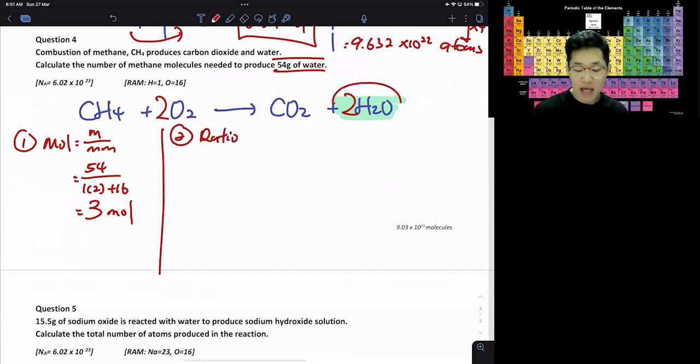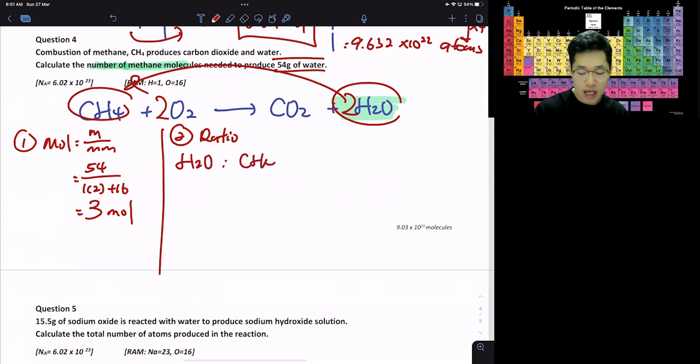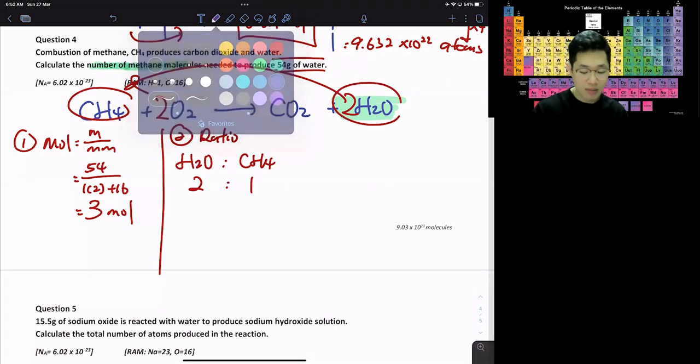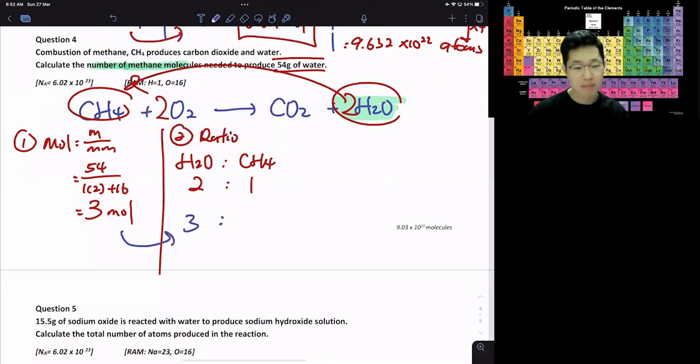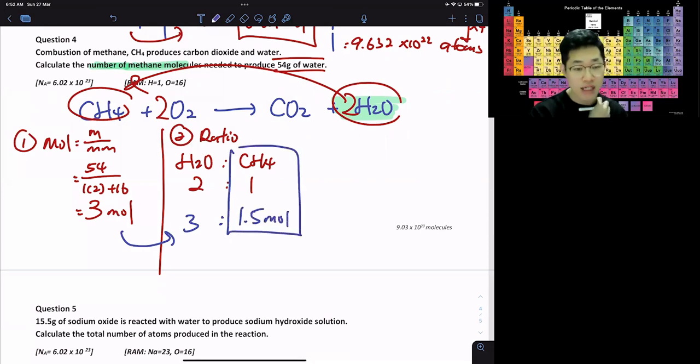They gave me the number of H2O, and they want me to find the number of methane molecules. So H2O compared to CH4 is 2 to 1. Bring the mole here and make a comparison: 1.5. So I already got the mole of CH4.